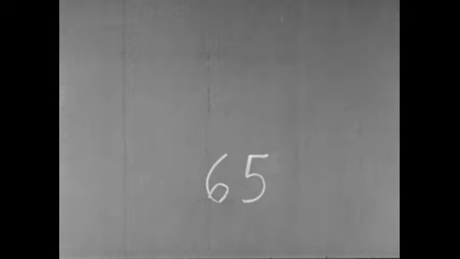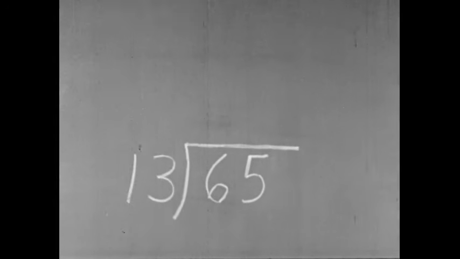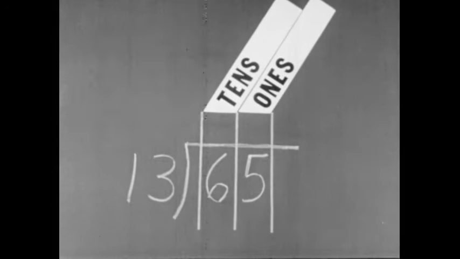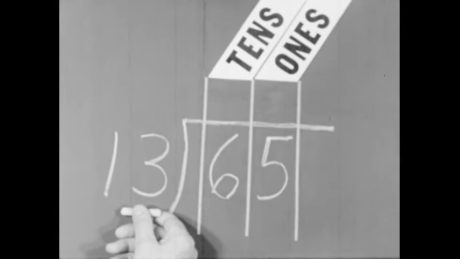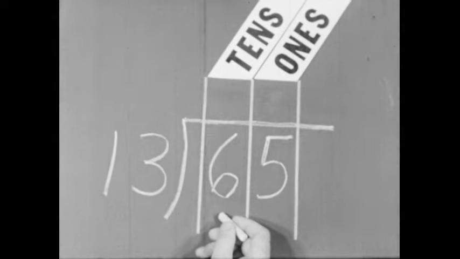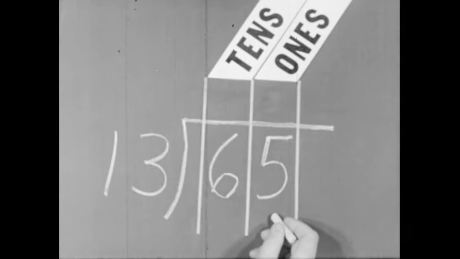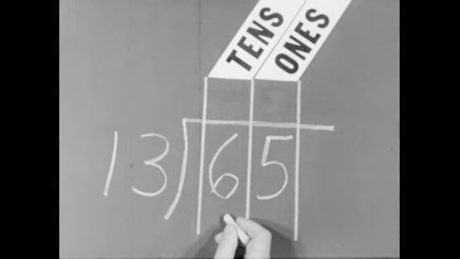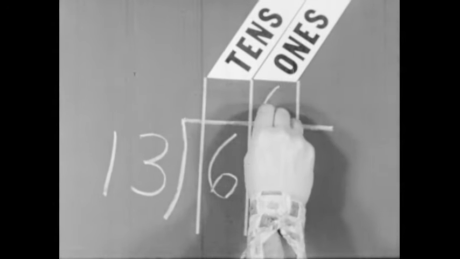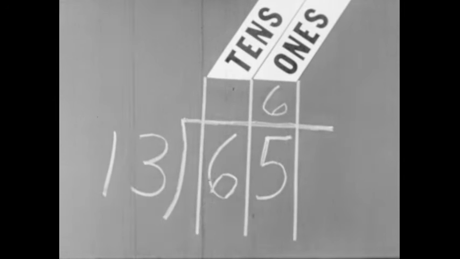Now, Bob, let's try an example with a two-place divisor. 65 divided by 13. And let's remember place value. Now let's divide. Into how many groups of 13 tens can 6 tens be divided? None. So we think of the dividend as 65 ones. Now, to divide 65 ones into groups of 13, Bob is thinking, in 60 ones, how many groups of 10 ones will there be? 6, of course. But 6 is just a trial quotient.